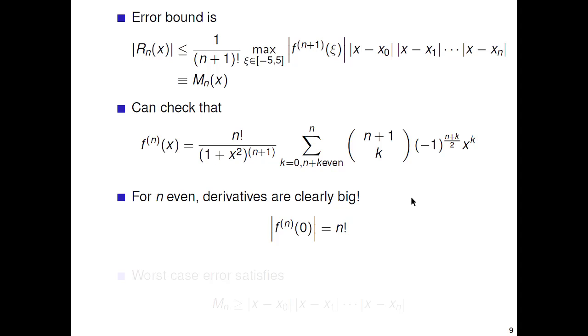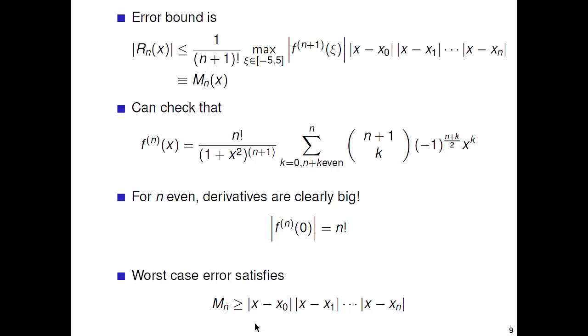So what do we know about M_n? We don't know exactly what it is. We need the maximal n plus first order derivative here. I don't claim this is the maximal derivative, but I know that the maximal derivative is at least this big. It could be bigger. So when I look at my worst case error, it's an n plus first derivative, so at least n plus 1 factorial. So M_n is going to be bigger than or equal to n plus 1 factorial over n plus 1 factorial. That cancels, and then we're just left with this product of my different data points. So the worst case error is bigger than or equal to this product.